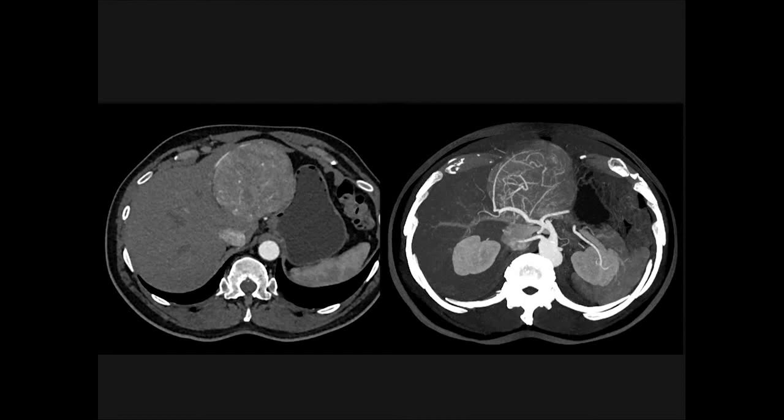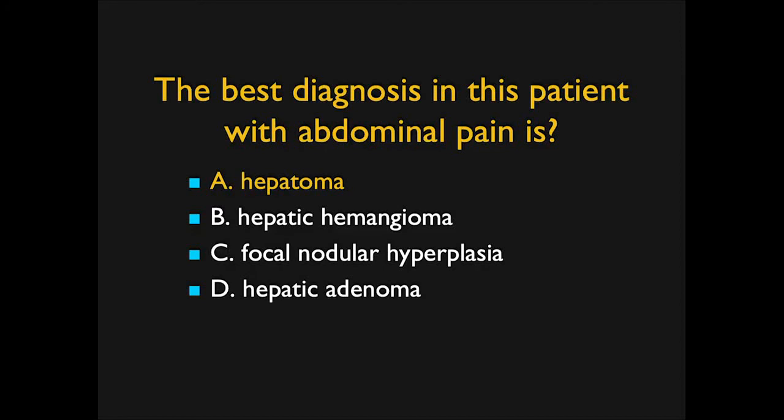It's not hemangioma, you don't have the puddling. It's not FNH, it's not homogeneous. You do get feeding vessels, but they're central. This neovascularity, this is hepatocellular carcinoma or hepatoma, even though the liver is not cirrhotic.